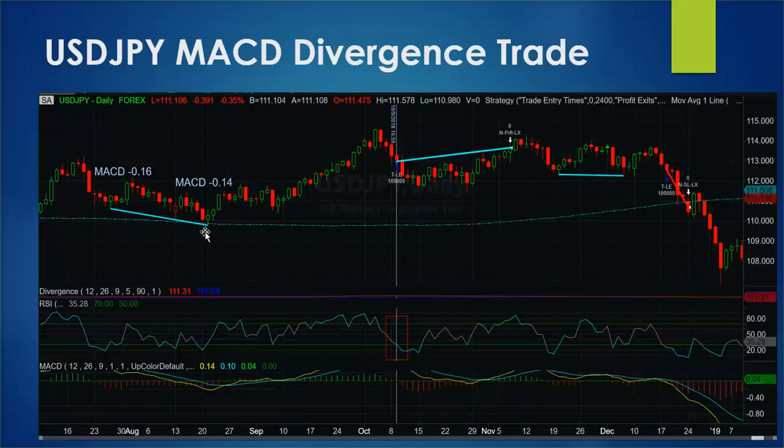This is lower, but that is not lower. When we're talking about negative numbers, that's obviously higher. So the indicator is getting better as the price gets worse. That, my friends, is called divergence. MACD divergence in specific because we use the MACD. And look what happened directly after divergence. Price went up. Isn't that spectacular?